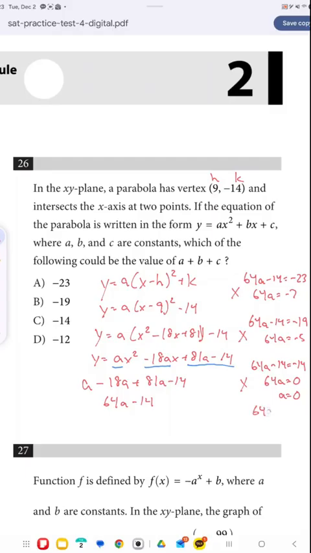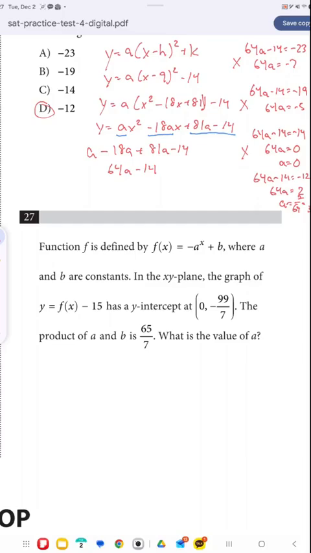And then we try answer D. We add 14 to both sides, and we get 2. A is equal to 2 over 64, or 1 over 32. Regardless, it is a positive number, and therefore our answer choice is D.